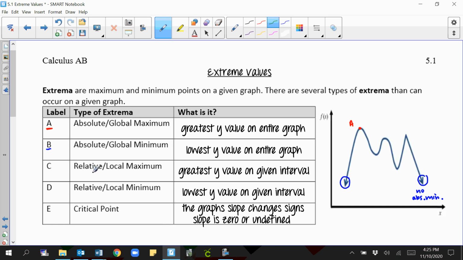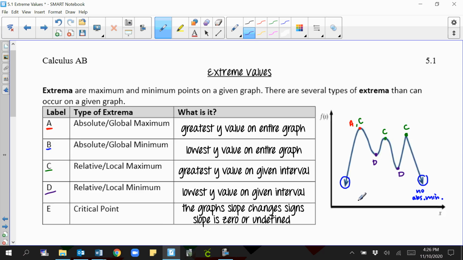The next one is a relative or local maximum. So on a given interval, that would be a relative. So I could say that this point right here is also a relative or local maximum. This point right here could be a relative or local maximum, and this point as well, because you could take a given interval that's just a little section of the graph, and that could be a relative maximum. So if we have relative or local minimums, we have a couple of those. We could have a relative or local minimum here, or at this point right here.